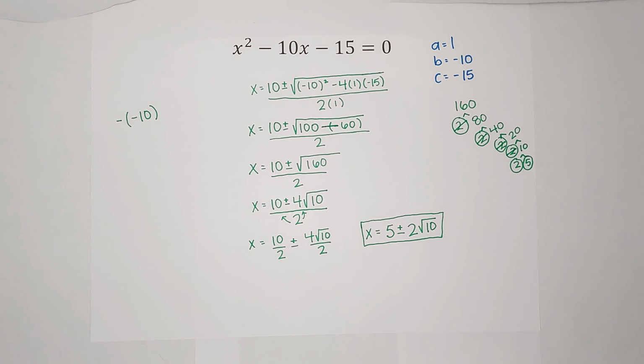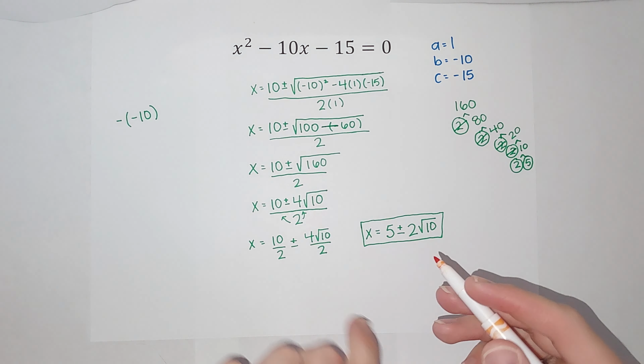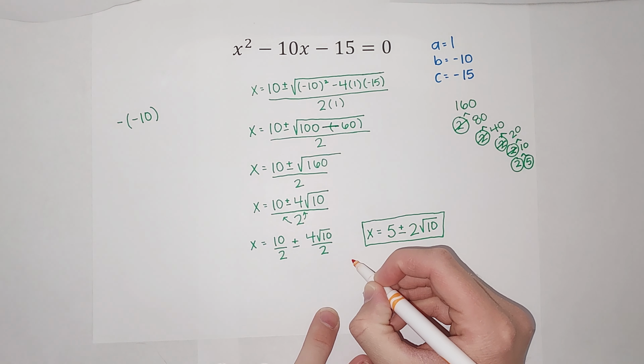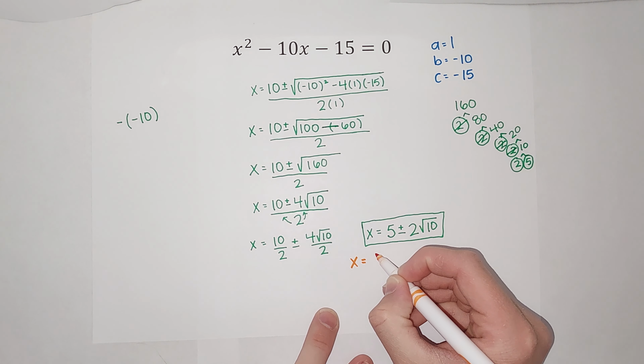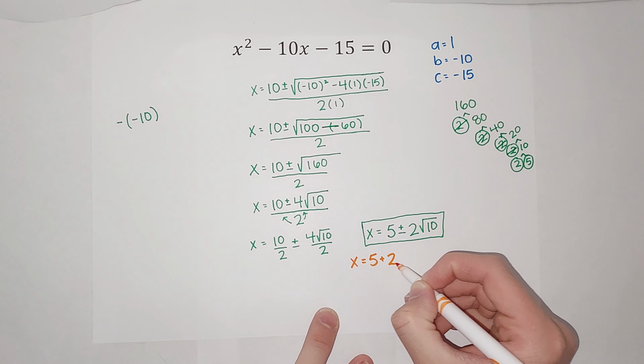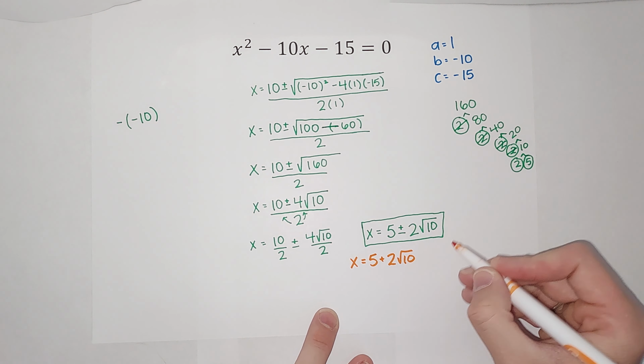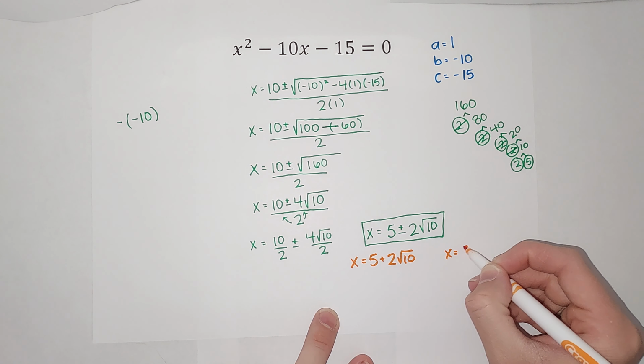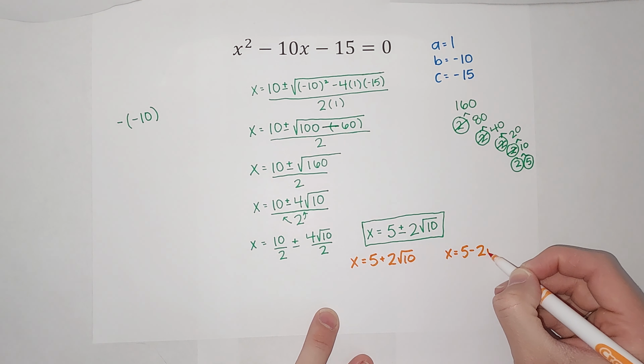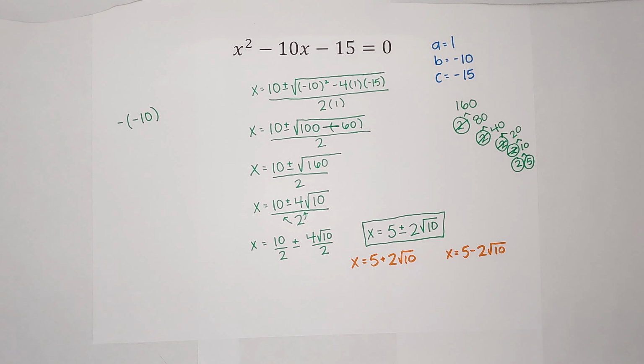Now your teacher might want it broken out, it's kind of a preference thing, because there are 2 answers here really. So we've got x equals 5 plus 2 square roots of 10, and x equals 5 minus 2 square roots of 10. Those are my 2 answers. I know they're not pretty. I'm sorry. But I hope this made sense.